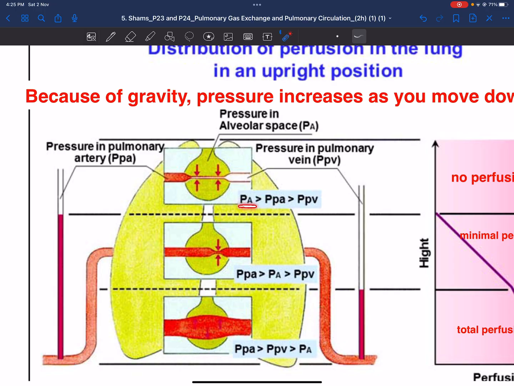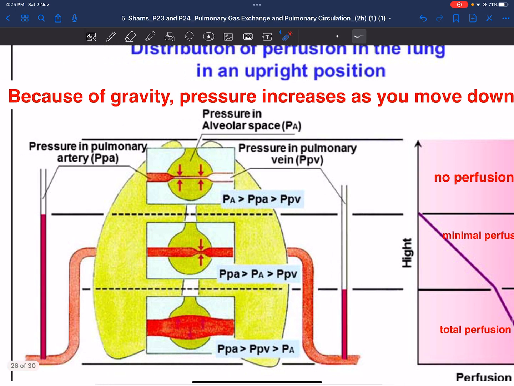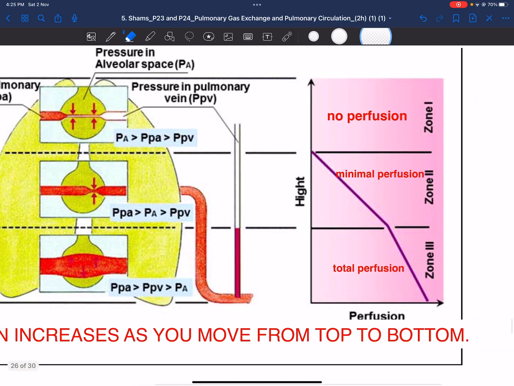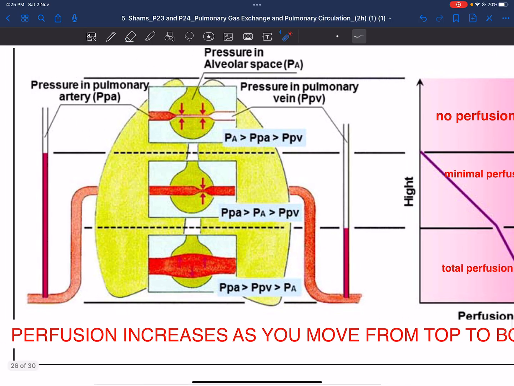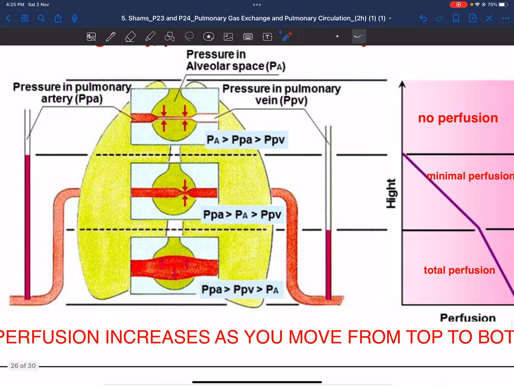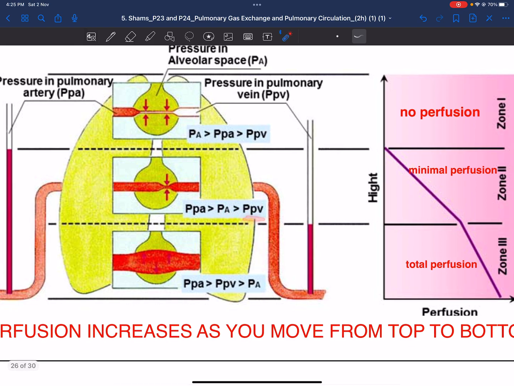Basically you have the alveolar pressure, PA, the pressure in the pulmonary artery, PPA, and the pressure in the pulmonary vein, PPV. Here, in zone 1, the alveolar pressure is the highest, so it compresses this and no blood is flowing. Here, in zone 2, you have minimal perfusion, so minimal blood flow. The constriction is happening right around here, but the blood isn't fully flowing because the alveolar pressure is still higher than the venous pressure. That's why it's not fully flowing.